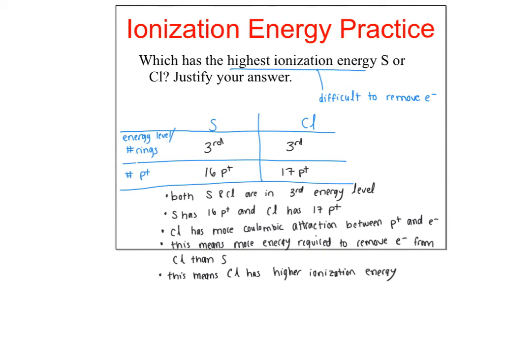All right, thank you for the two of you who actually paused the video and tried to solve this. So highest ionization energy, we're looking for most difficult to remove an electron. We notice that there's a tie in the energy level, so we have to look at protons, 16 versus 17. So here's my justification. Both of them are in the third energy level. Sulfur has 16 protons, chlorine has 17. Chlorine has more Coulombic attraction between the protons and electrons. This means that more energy is needed to remove an electron from chlorine because it has higher attraction, and that means chlorine has the higher ionization energy.